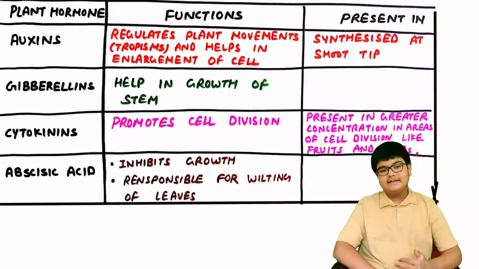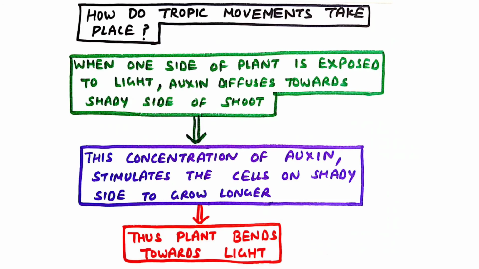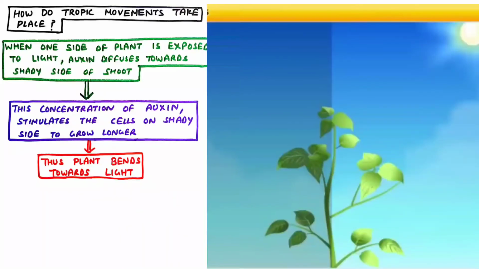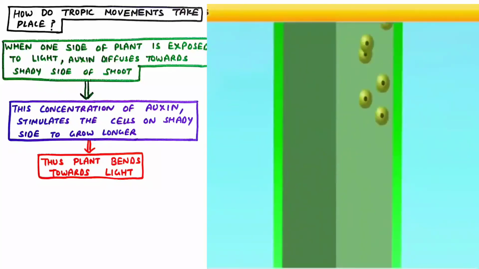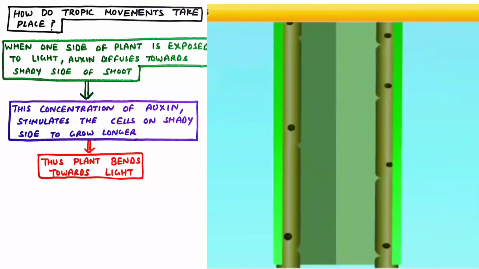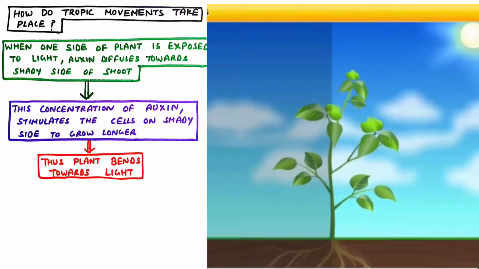Fourth, abscisic acid. It inhibits growth, and for example, it is responsible for the wilting of leaves in plants. Now, after learning about these plant hormones, we can explain the cause of these tropic movements. Phototropism is caused by the auxins. When one side of a plant is exposed to light, auxin diffuses towards the shady side of the plant. This concentration of auxin on the shady side of the plant stimulates the cells on the shady side to grow longer. And thus the plant bends towards the light, in the direction of light, as you can see in this animation.